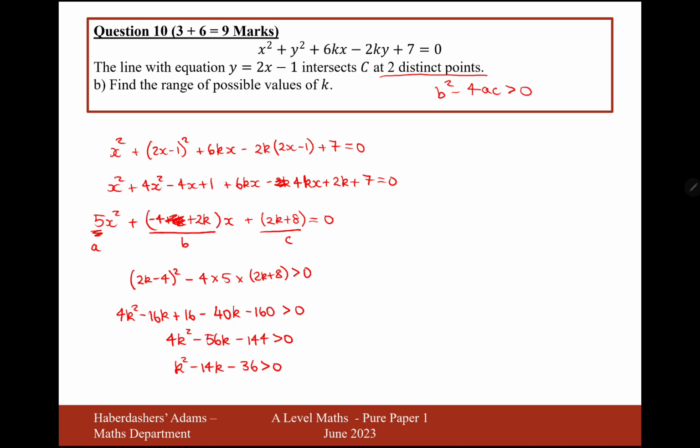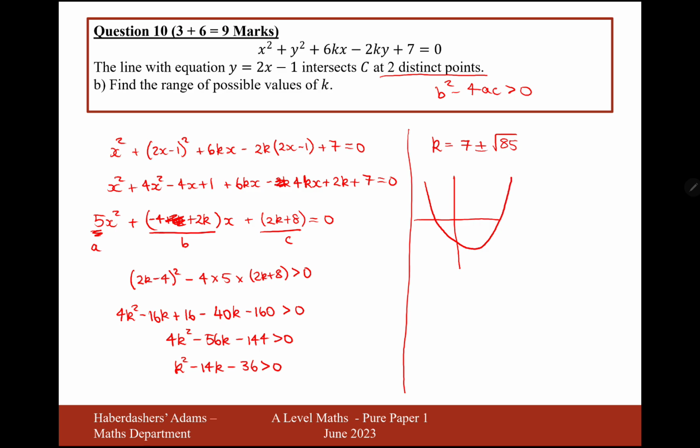Okay, so now we need to think of some expressions that can factorize. 9 and 4, no. 12 and 3, no. I don't think this factorizes, so we need to go to the quadratic formula. So our quadratic formula would tell us that k comes out to be 7 plus or minus root 85. And our quadratic is a positive one, so it's going to look something like this.